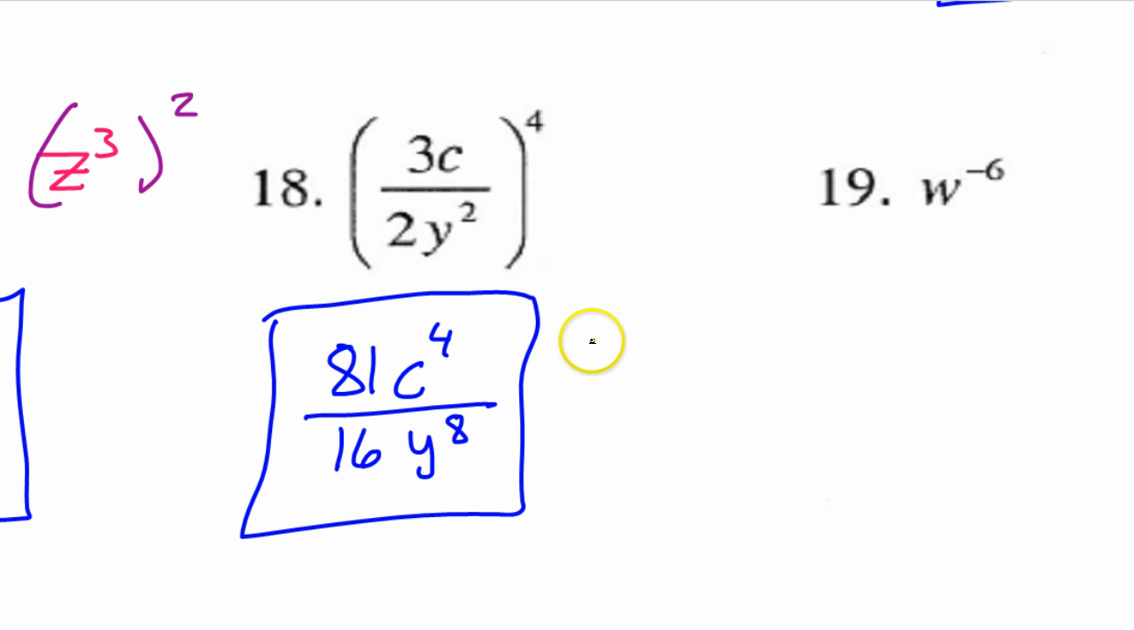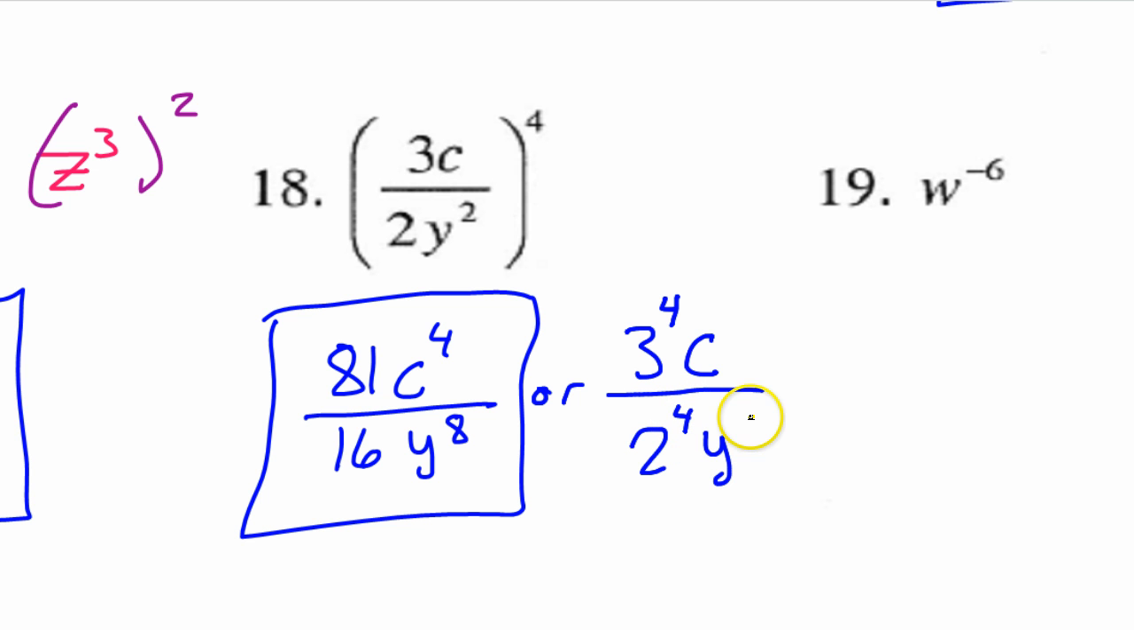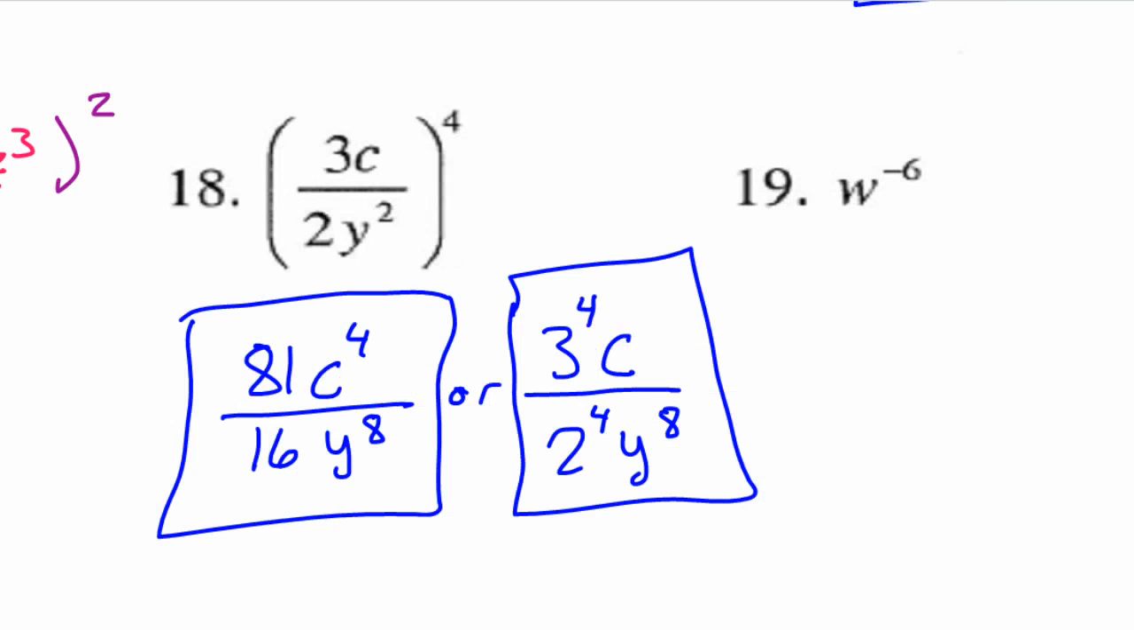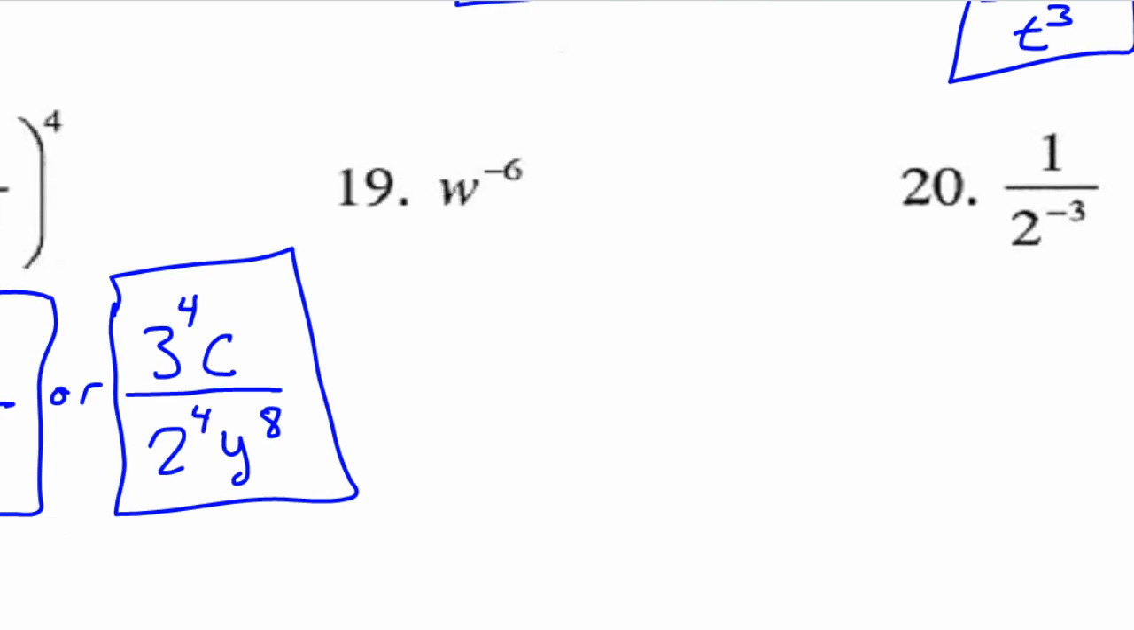So I really could have left this as 3 to the 4th power c over 2 to the 4th power y to the 8th power. Okay, this would have been acceptable. Just remember, you won't have a calculator. So if you don't know 3 to the 4th power in your head, then you're going to have to leave it. I knew it, so that's why I put it.